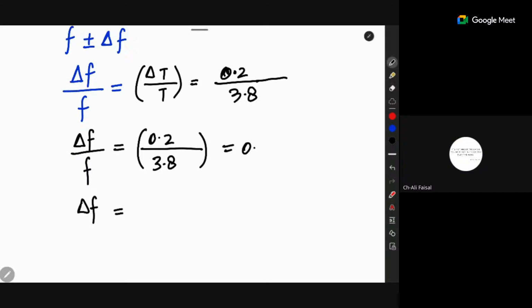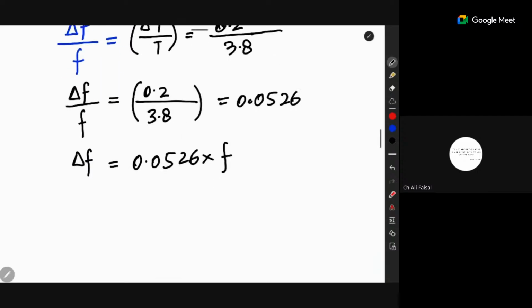0.05. 0.0526. We will not round it off to one significant figure yet. So this is the fractional uncertainty, or you can say the fractional uncertainty in this delta f is this. So delta f equals 0.0526 times frequency. What was the frequency? 530 according to your calculations.